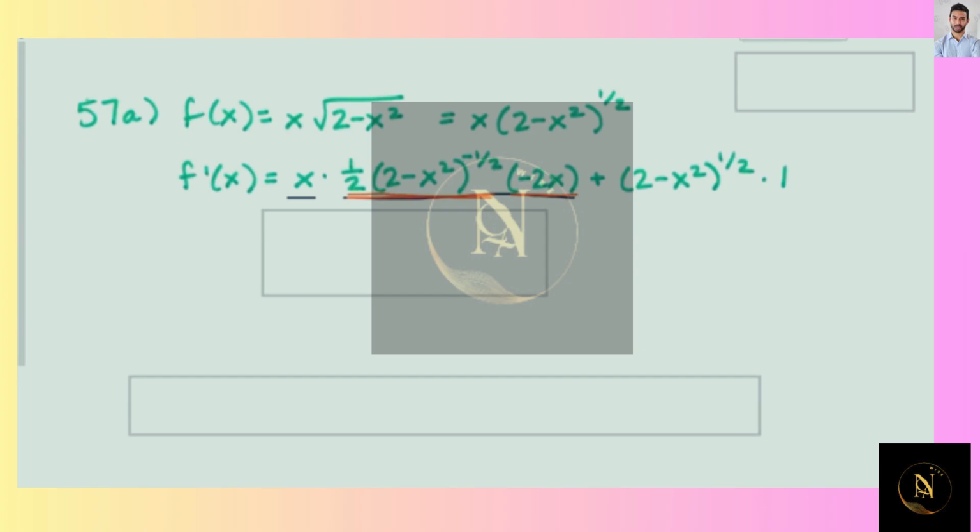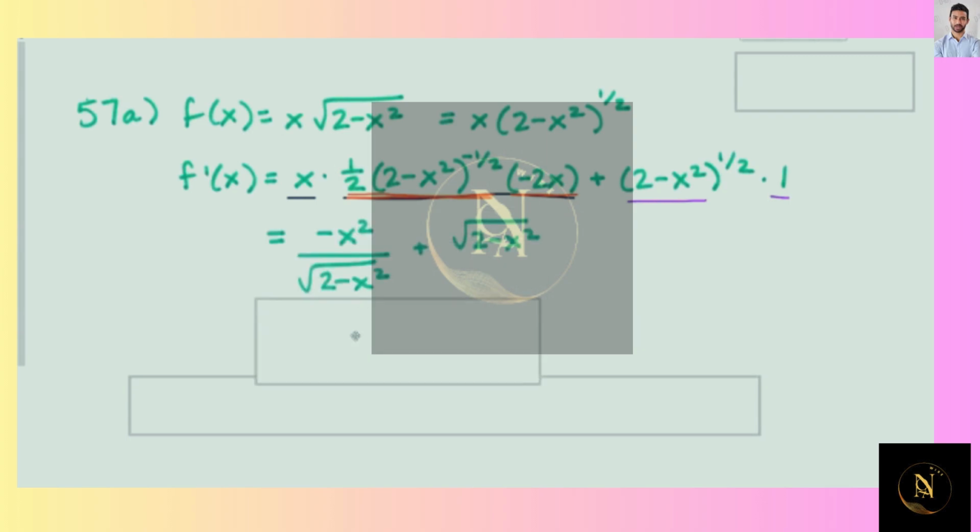And then moving along, we have the second times the derivative of the first. The derivative of x is just 1. And then we can simplify that derivative a little bit. So what we can do is change our negative 1/2 power back to a radical and put it in the denominator since we have a negative power. We multiply the x, the 1/2, and the negative 2x, and that's where we get negative x squared.